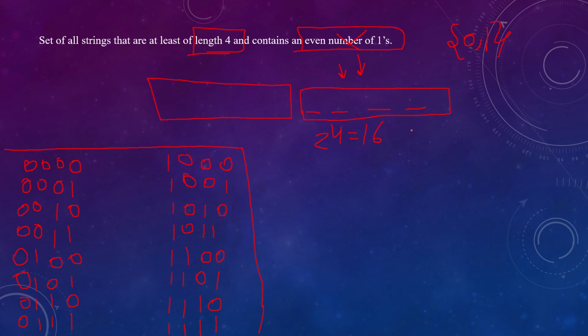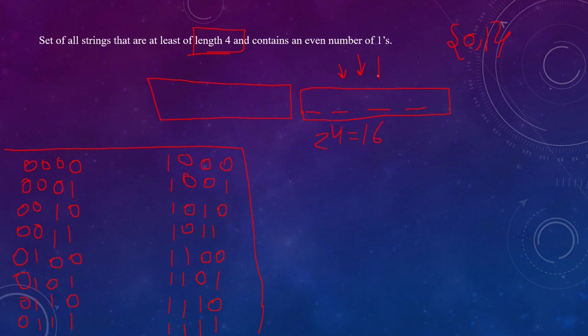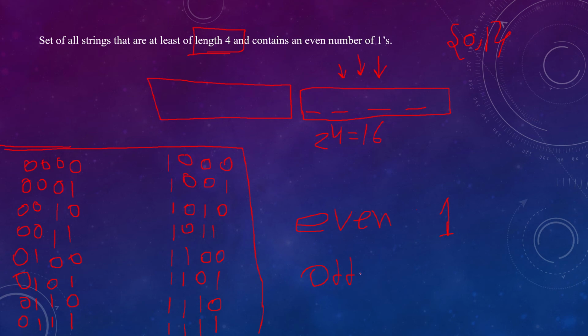Now let's focus on this even number of ones. In these 16 numbers we can see that there are 8 numbers with an even number of 1s and 8 numbers with an odd number of 1s. So 8 numbers and 8 numbers.